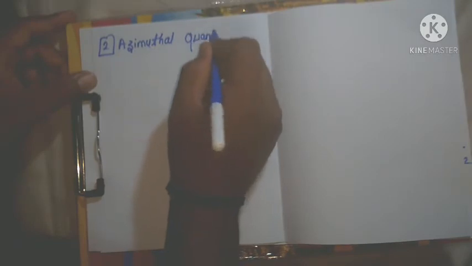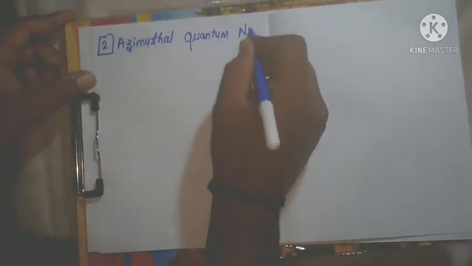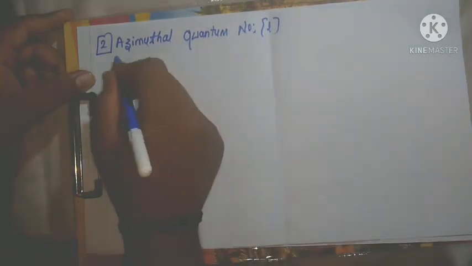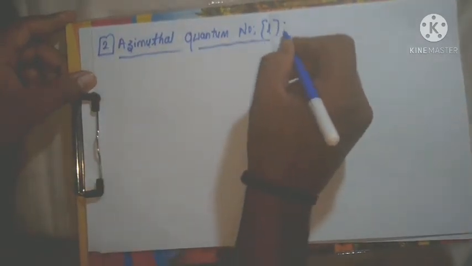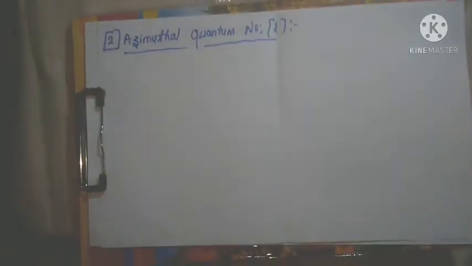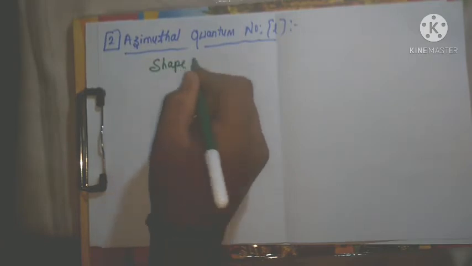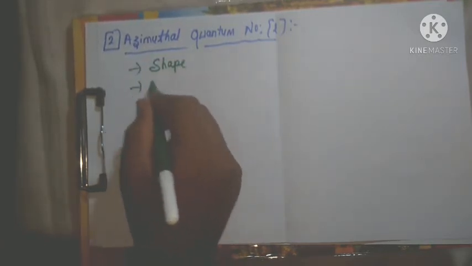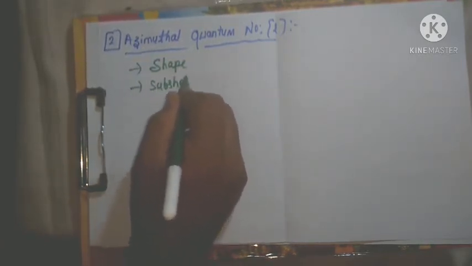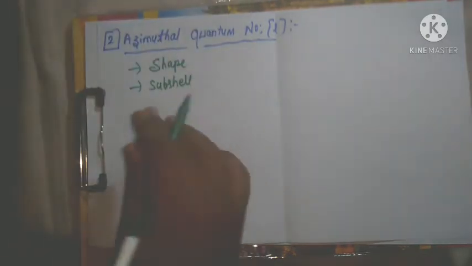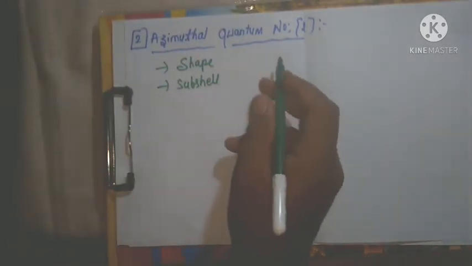Azimuthal quantum number. The symbol is small l. Azimuthal quantum number symbol is small l. Now we will see. Here it is. It gives information about what? Shape, right? And also subshell. These two pieces of information can be obtained by using the azimuthal quantum number.